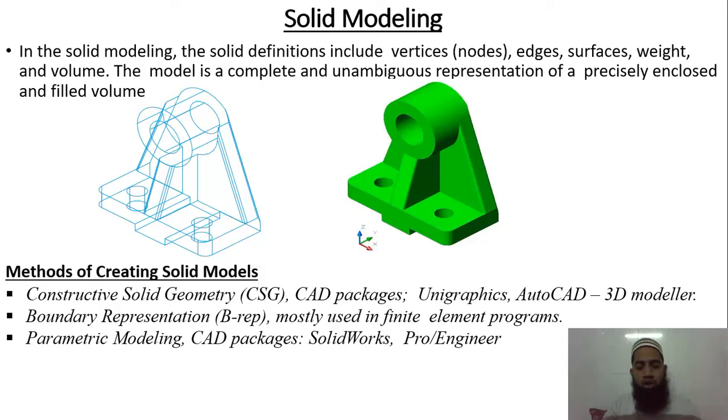A solid model is a complete representation of the model with respect to the vertices, with respect to the edges, with respect to the surfaces, as well as it has information regarding the inside of the model also, as well as information regarding the weight and volume, mass, and the properties related with the mass also. The model is a complete and unambiguous representation of a precisely enclosed and filled volume.